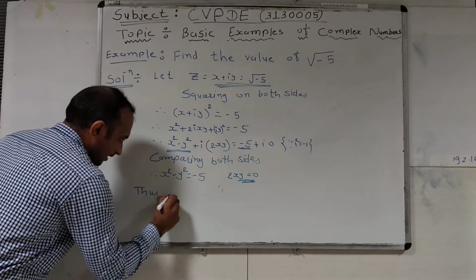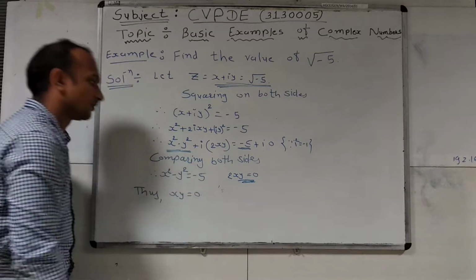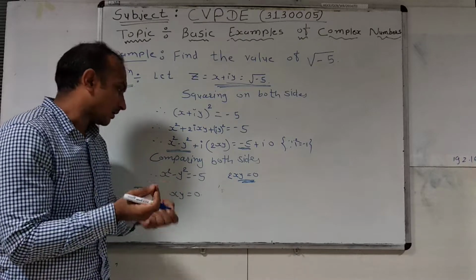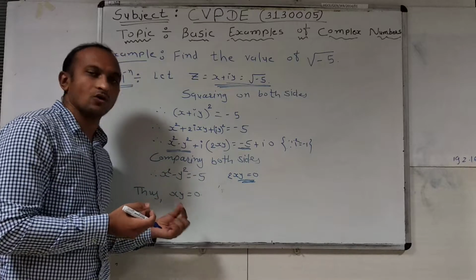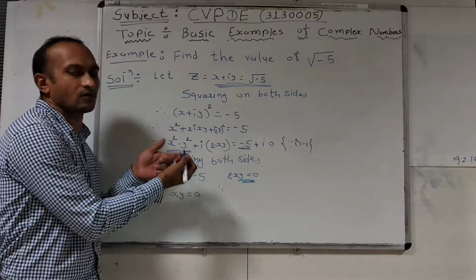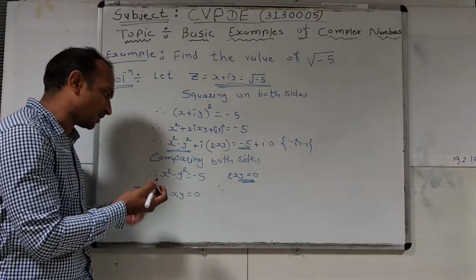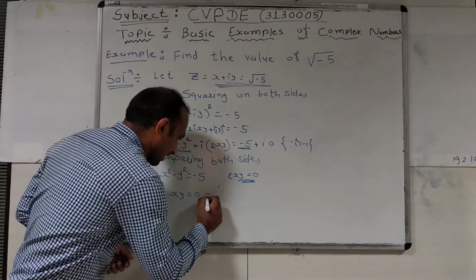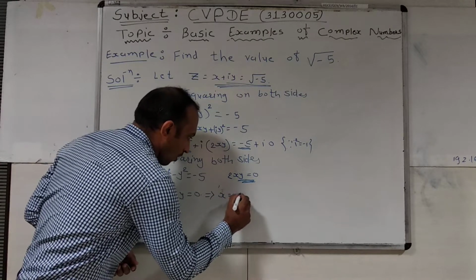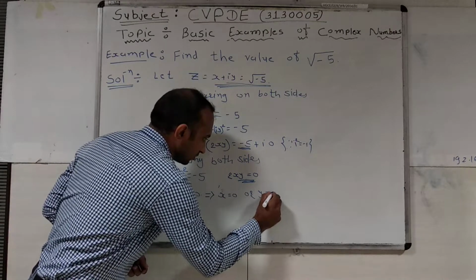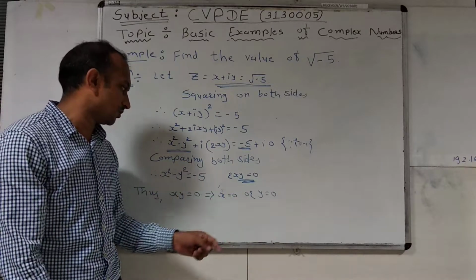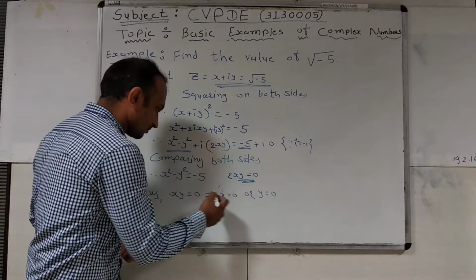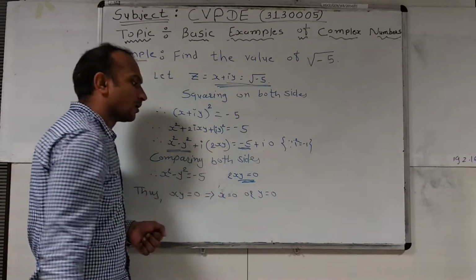Thus xy equal to 0. Now x into y, the multiplication of any two values being 0, means that at least one is 0. So either x is 0 or y is 0, or both can be 0. That implies x equal to 0 or y equal to 0. This is our answer from xy equal to 0.